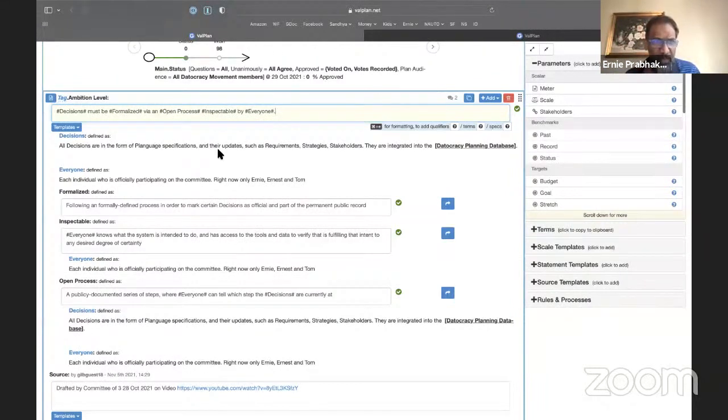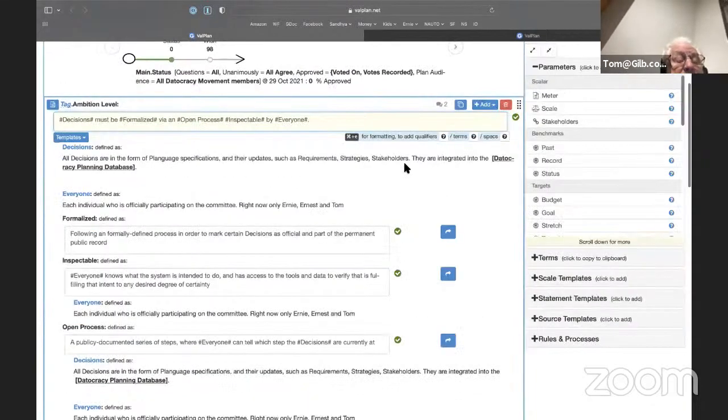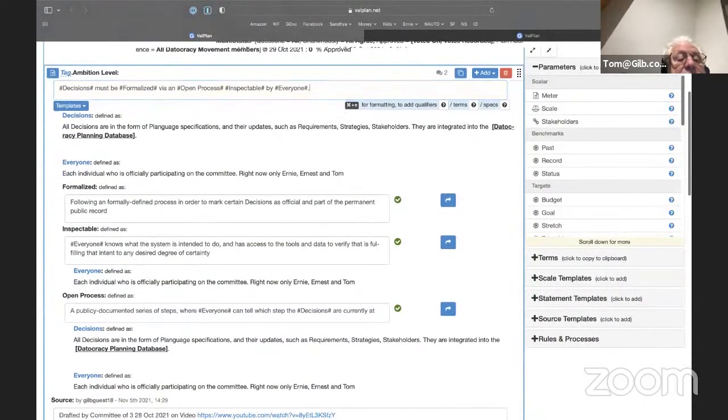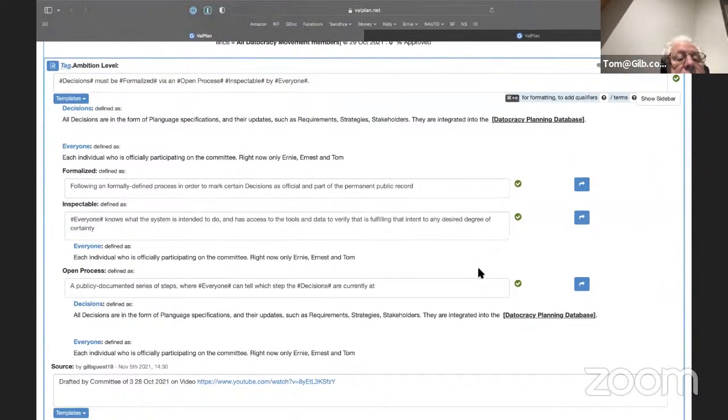So let's see how people feel about this ambition level and these sub definitions. Anything people want to tweak? Let's see. I've got to bring it towards my eyes; I've got a little laptop screen. And let's see, decisions. All decisions in the form of plain specifications or updates is required. That's your definition, so I hope you like that. Let's see, formalized, orderly defined process in order to mark certain decisions official and part of the permanent record. Okay.